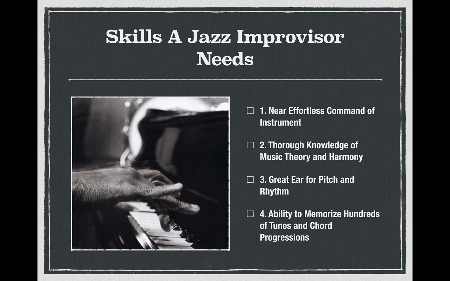A pianist hears a saxophone player do something. He might immediately answer with something he plays. A drummer hears a particular rhythm and he picks up on the rhythm. So they've got big, big ears. And number 4, ability to memorize hundreds of tunes and chord progressions.